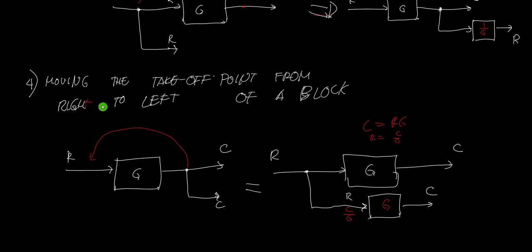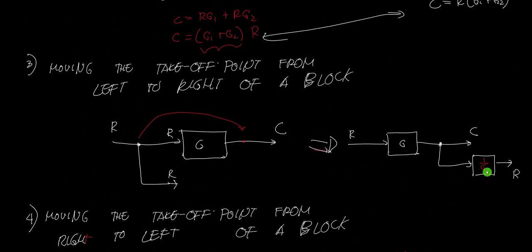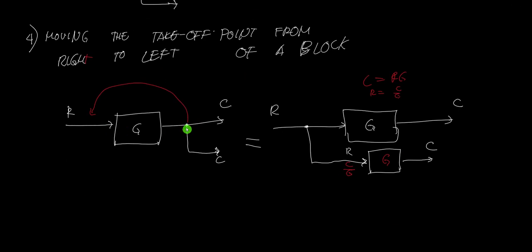This is from right to left. If it's left to right, you need to multiply the signal here by 1 over G. Remember, this is the one that we are moving. So we need to multiply on that path with the inverse of this transfer function where we are moving from. In this case, this is from right to left, so I need to multiply this path by G here.